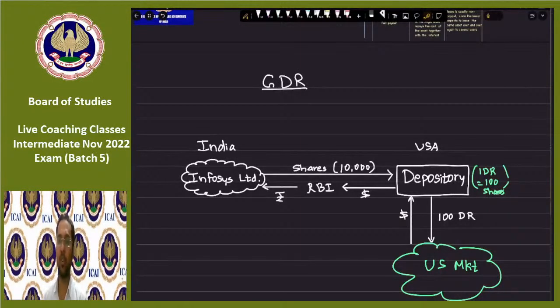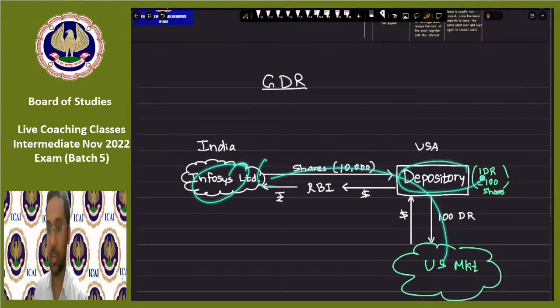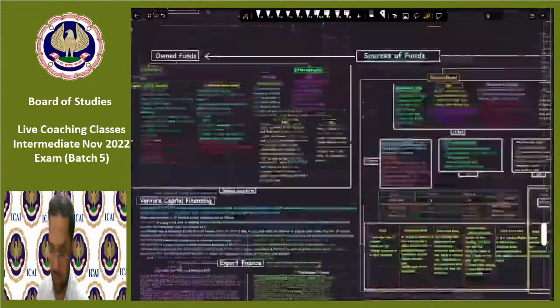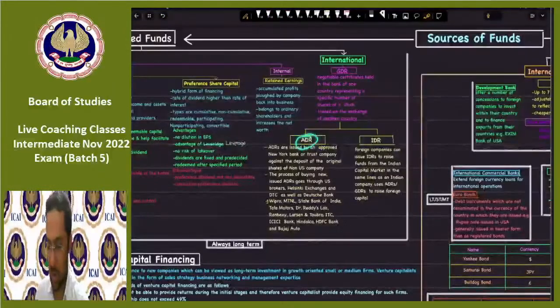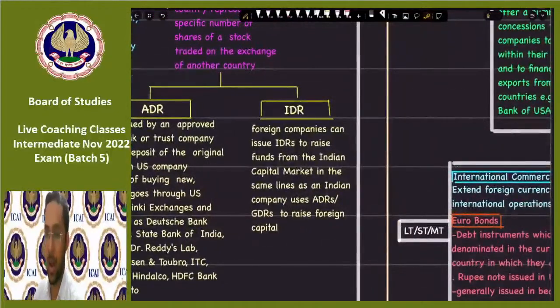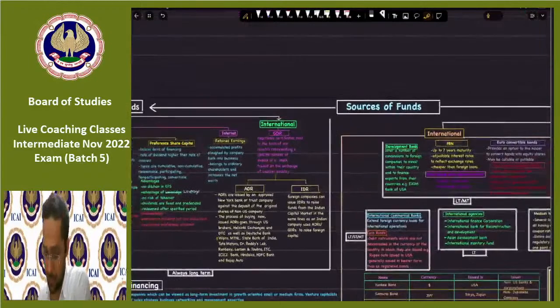This is not a typical foreign institutional investment. Here you are investing in the wider US market, right? Infosys is bringing money from US through a depository. In foreign institutional investment, the institutional investors come to India and then they put the money. Okay, so that's the American depository receipt. If foreign companies come to India and raise funds for their country, then those are called Indian depository receipts.